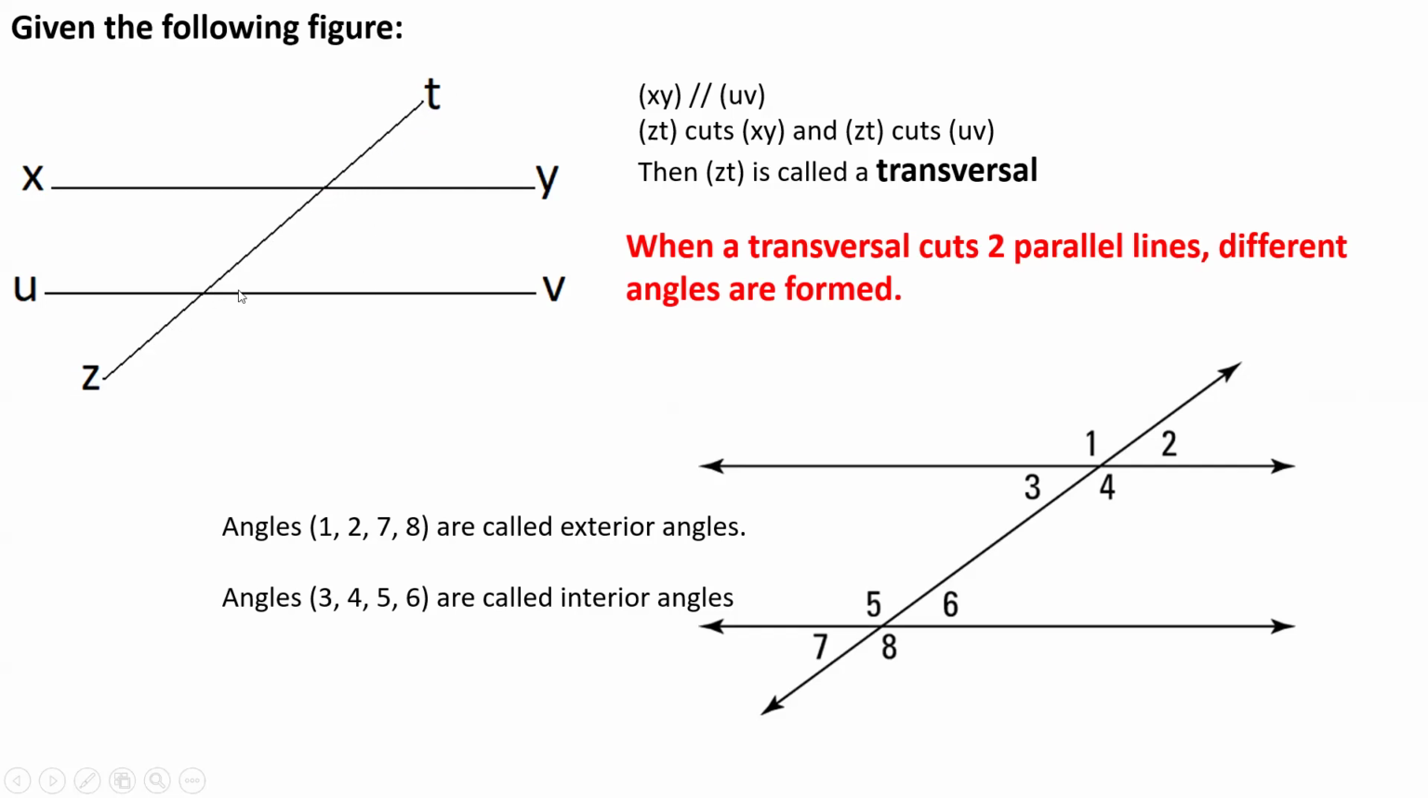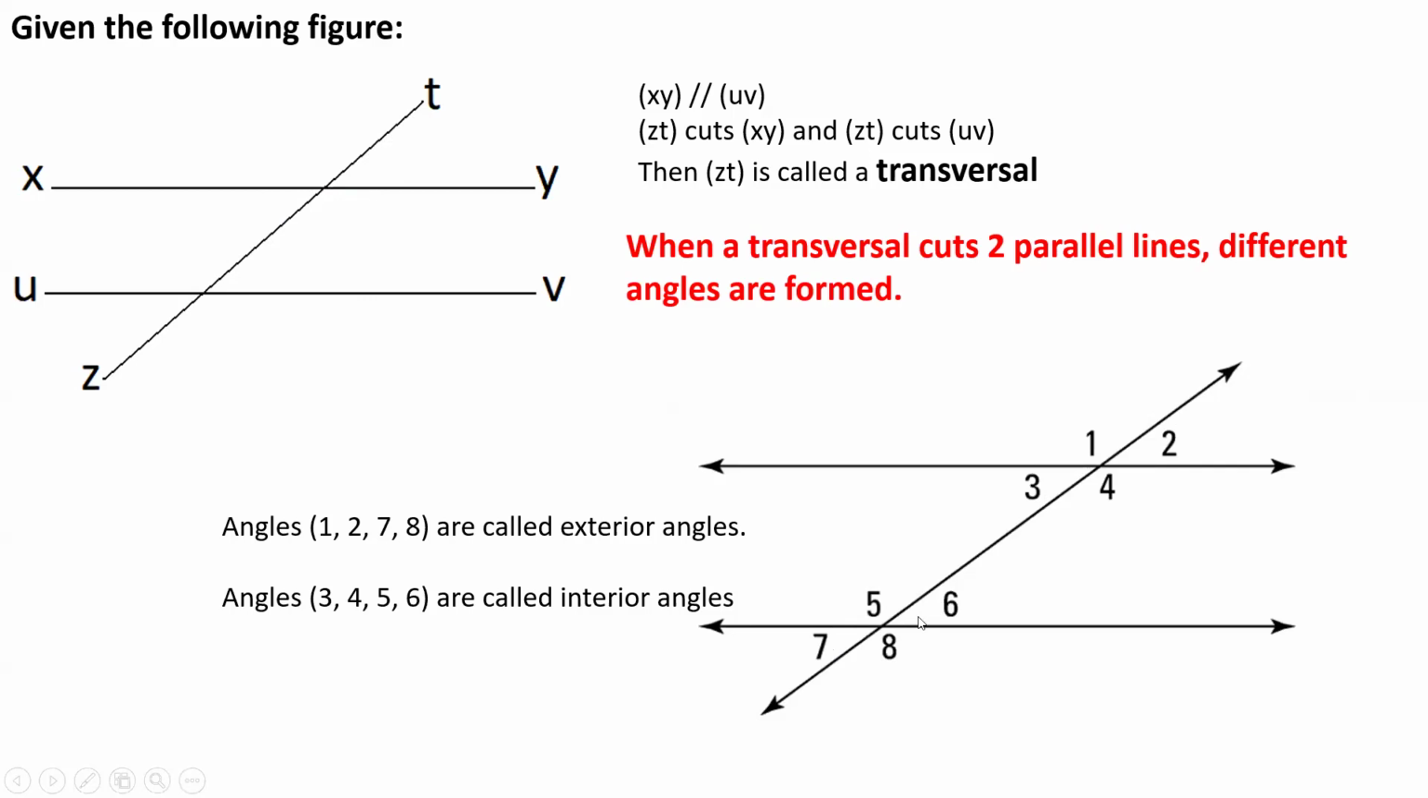As you can see, after I draw the transversal, different angles between the transversal and the parallel lines are formed. So here we have angles and here we have angles also. So as you can see, we have angle 1, angle 2, angle 3, angle 4, angle 5, 6, 7, and 8.